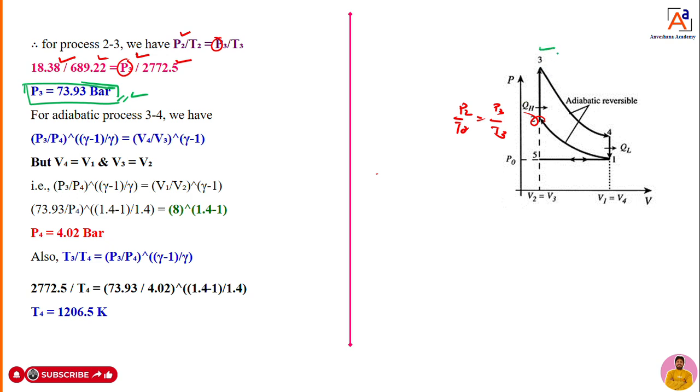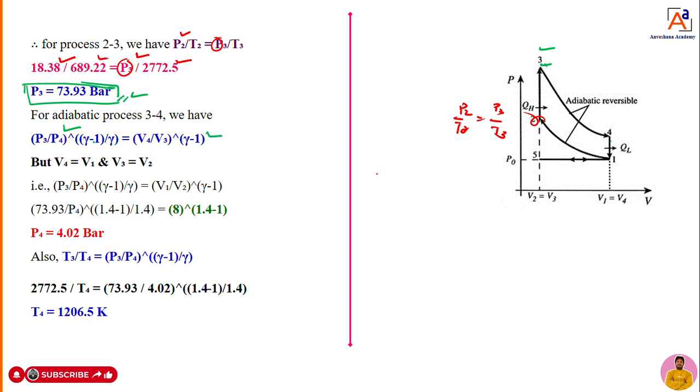T3 I calculated, P3 I calculated, so I will move towards process 3 to 4. What is process 3 to 4? Adiabatic expansion. For adiabatic expansion, we have an equation for the variation of pressure versus volume: P3 by P4 to the power of (gamma minus 1) divided by gamma is equal to V4 by V3 to the power of (gamma minus 1).